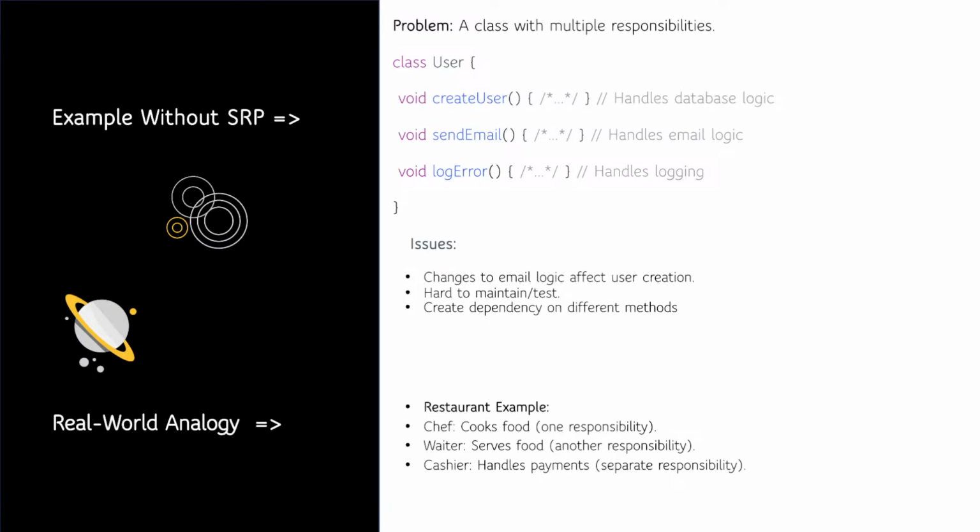Let's take an example without SRP and with SRP. First, take an example without SRP. Suppose we create a class called User. This User class is doing three jobs: create user, send email, and log error. Then it's doing too much, which breaks SRP.